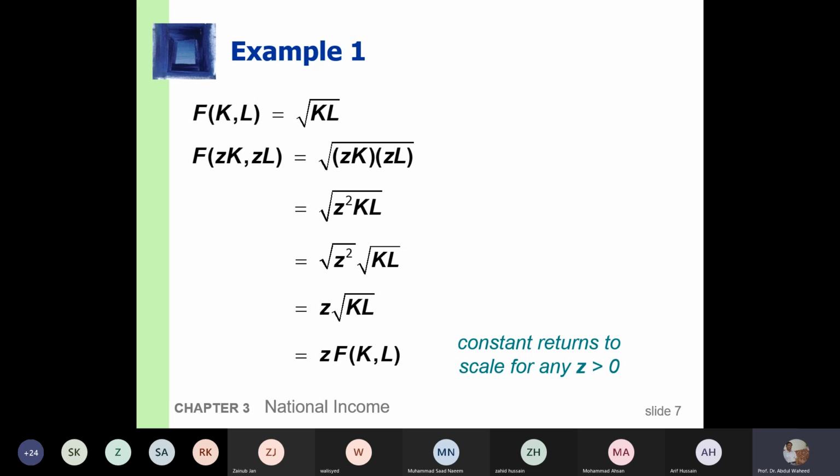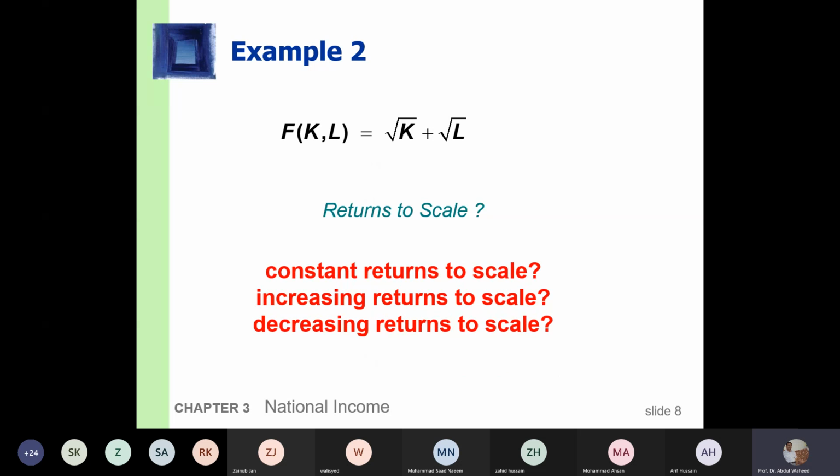Now let's have another example. What about this? Just check. If we increase K and L by Z, so this output will increase by what? And what would be the returns to scale? Constant returns to scale, increasing returns to scale, or decreasing returns to scale? Any idea? No idea? Okay, I will show you. You are saying increasing returns to scale.